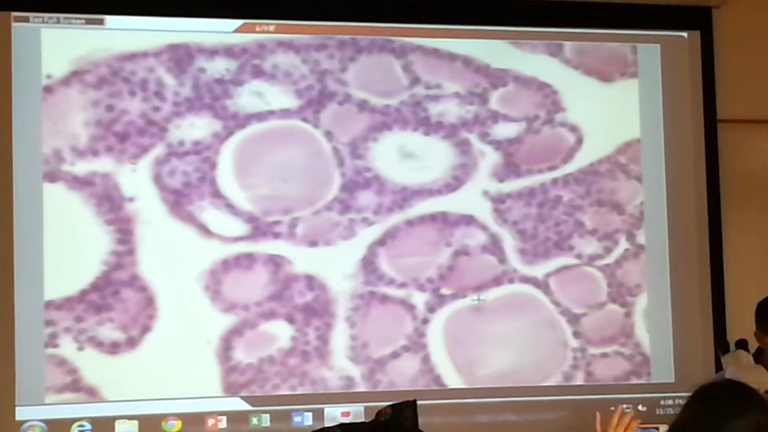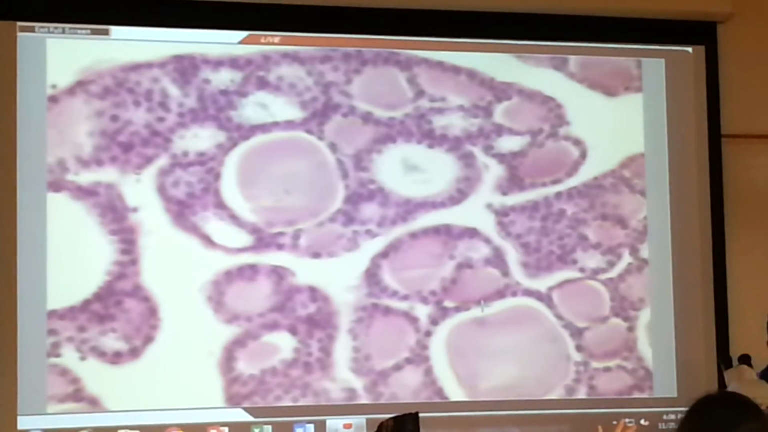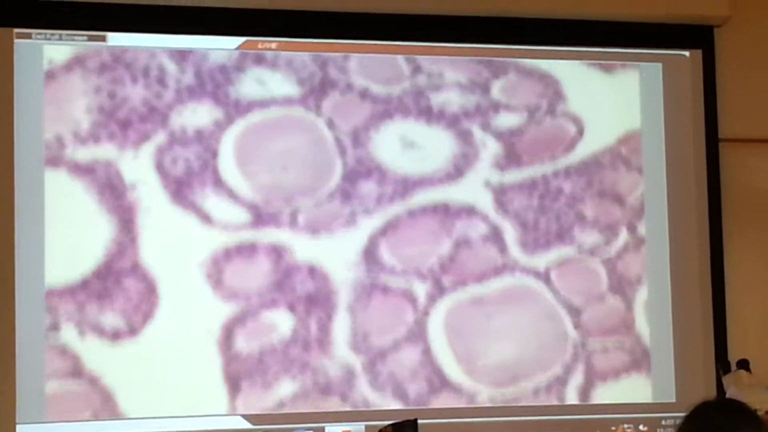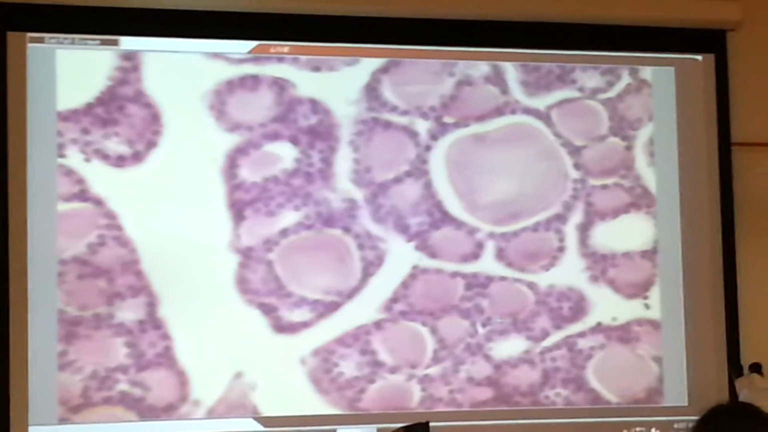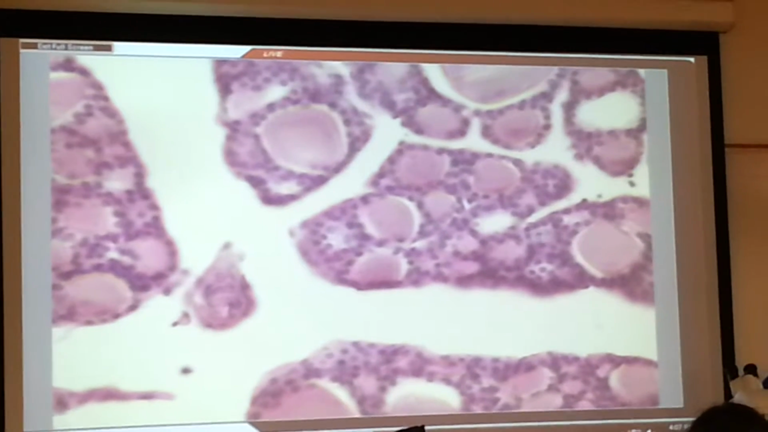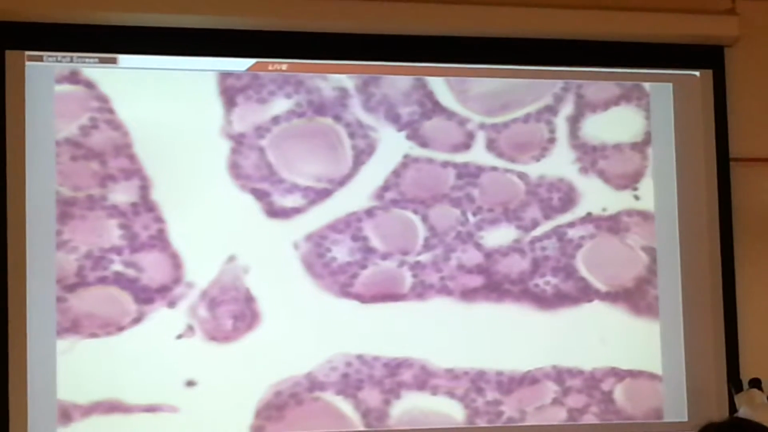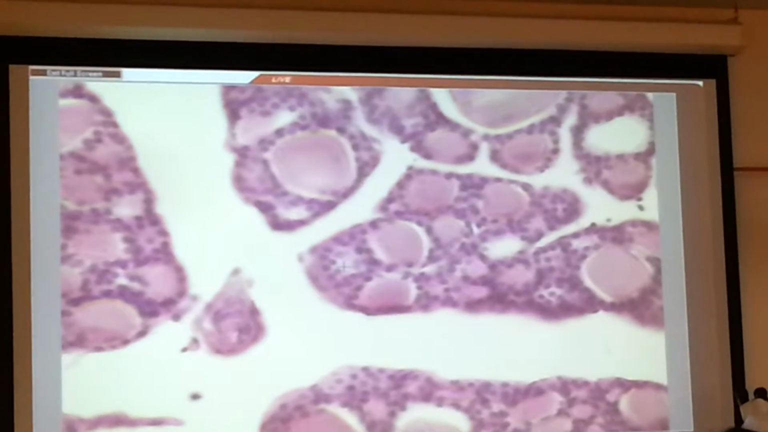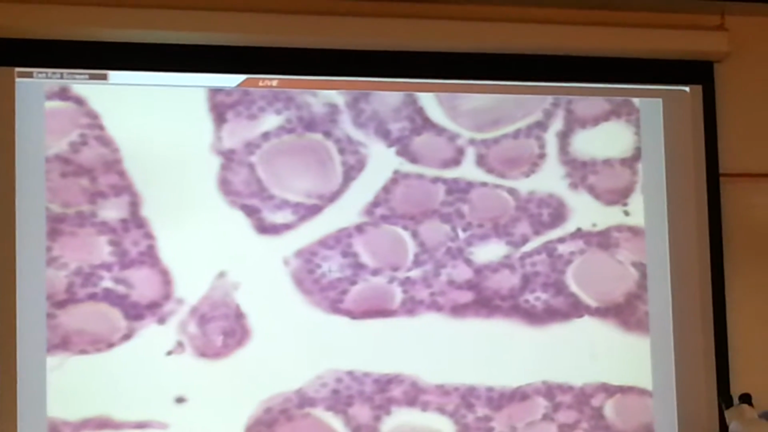The reason there's this white gap here is because the colloid evaporated a little bit while they were making the sections. And then you're going to have a whole bunch of cells, see it most easily down here. You see these cells right here that aren't part of the follicle, that are in between the follicles. They're usually whiter in color, but the big thing is they're not part of the follicle. Those are the C cells.